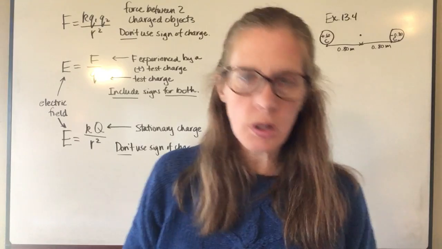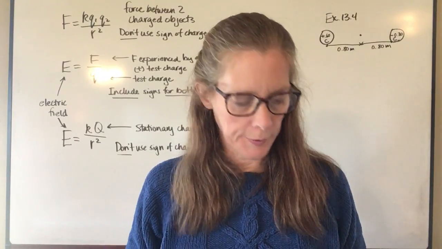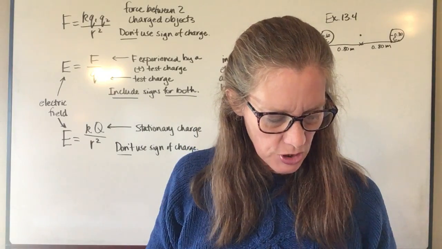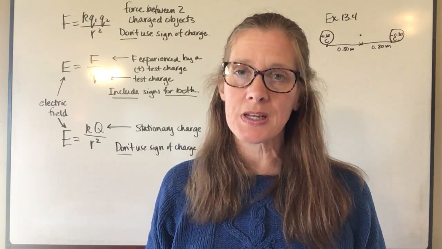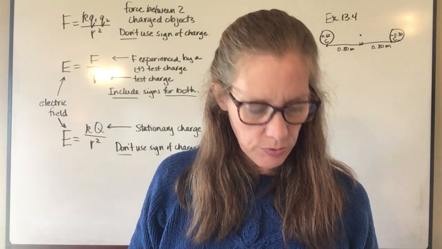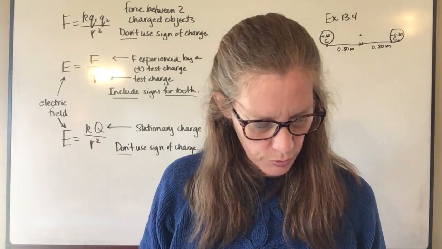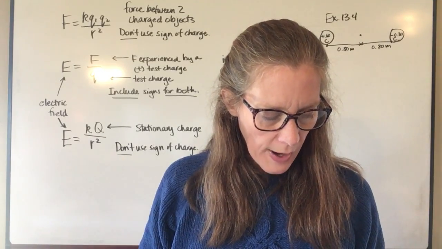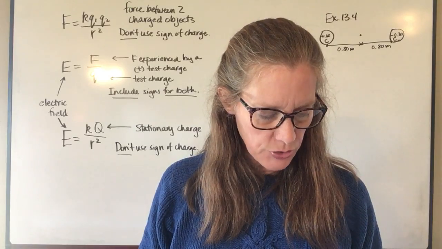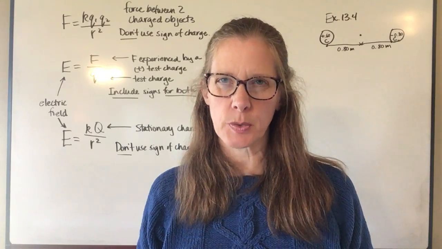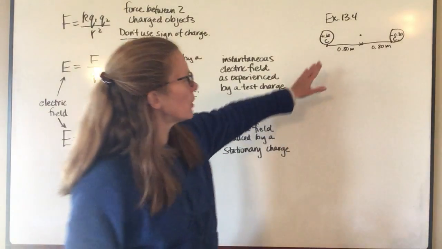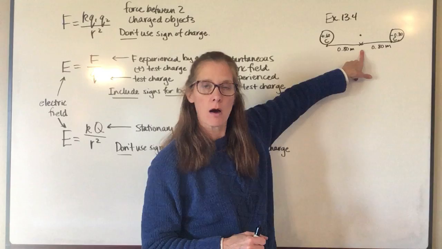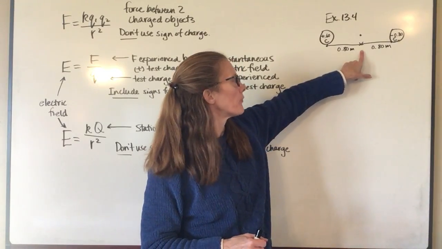Okay, we're going to look at example 13.4 and go through that one together. It says, consider the two stationary charges given in the previous example, a negative 0.3 and a positive 0.6 coulombs. If these two charges are 1.60 meters apart, what are the magnitude and direction of the electric field at a point halfway in between the two? Obviously if they're 1.60 meters apart, the halfway point is at a 0.80 meter distance from each one of the charges.